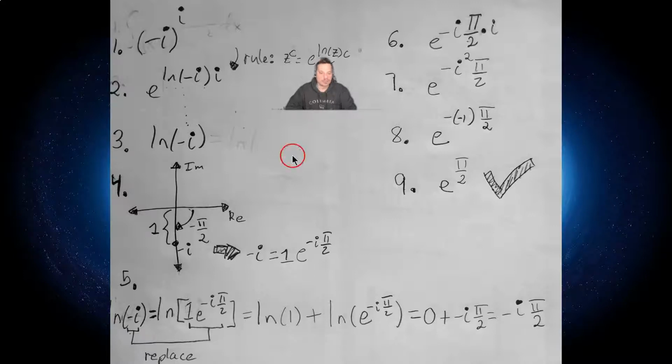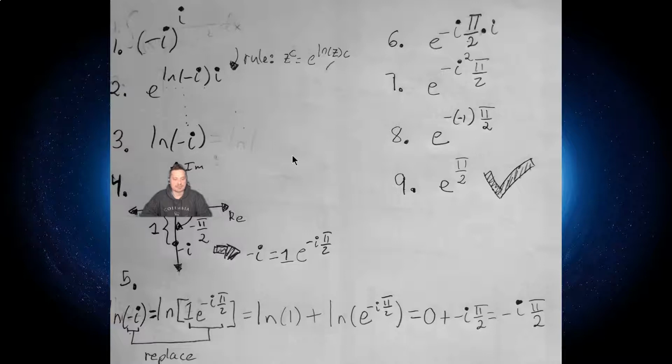Keep that in mind. So I'm going to rewrite at step number 2 as e to the ln of negative i times i. Now what we have to do is work out the value of ln of negative i. Let's go through that process. So I'm going to find the value of ln of negative i. For that reason, I'm going to convert negative i to its exponential form as follows.